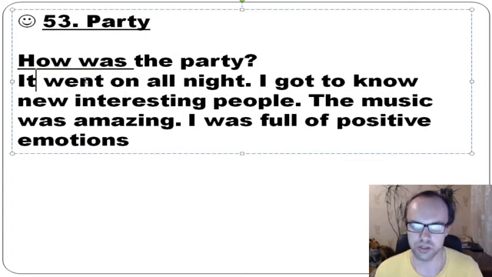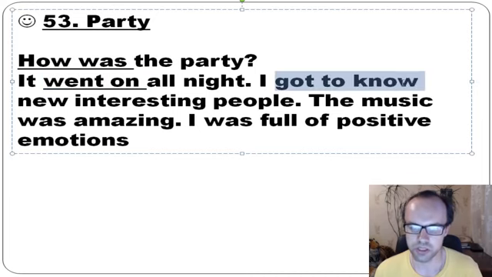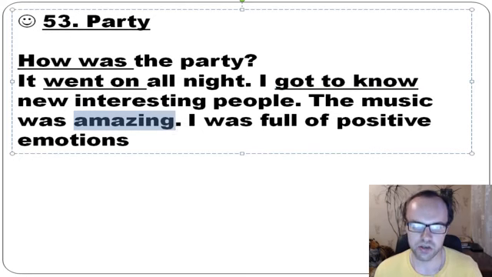It went on all night. So went on means continued. Yeah, go on means continue, a phrasal verb. It went on all night. I got to know new interesting people. So it means I met new interesting people. The music was amazing, means was very good. And I was full of positive emotions. Okay, I was full of positive emotions. I had lots of positive emotions.